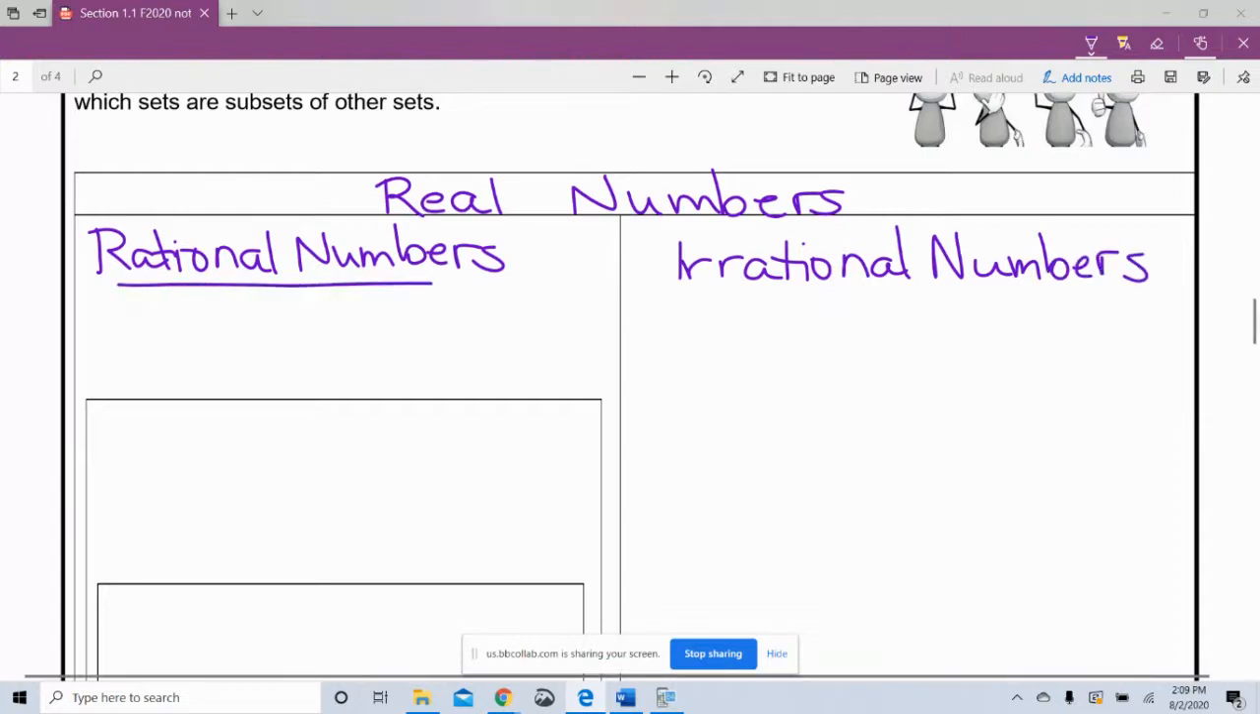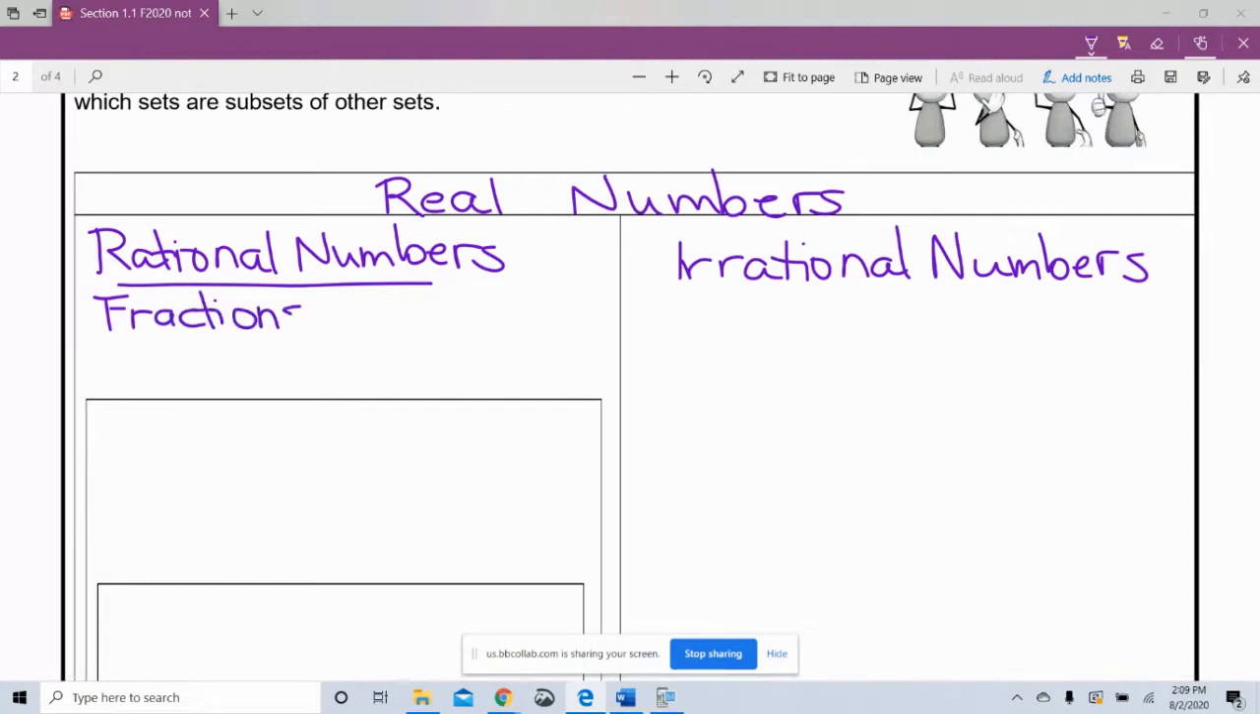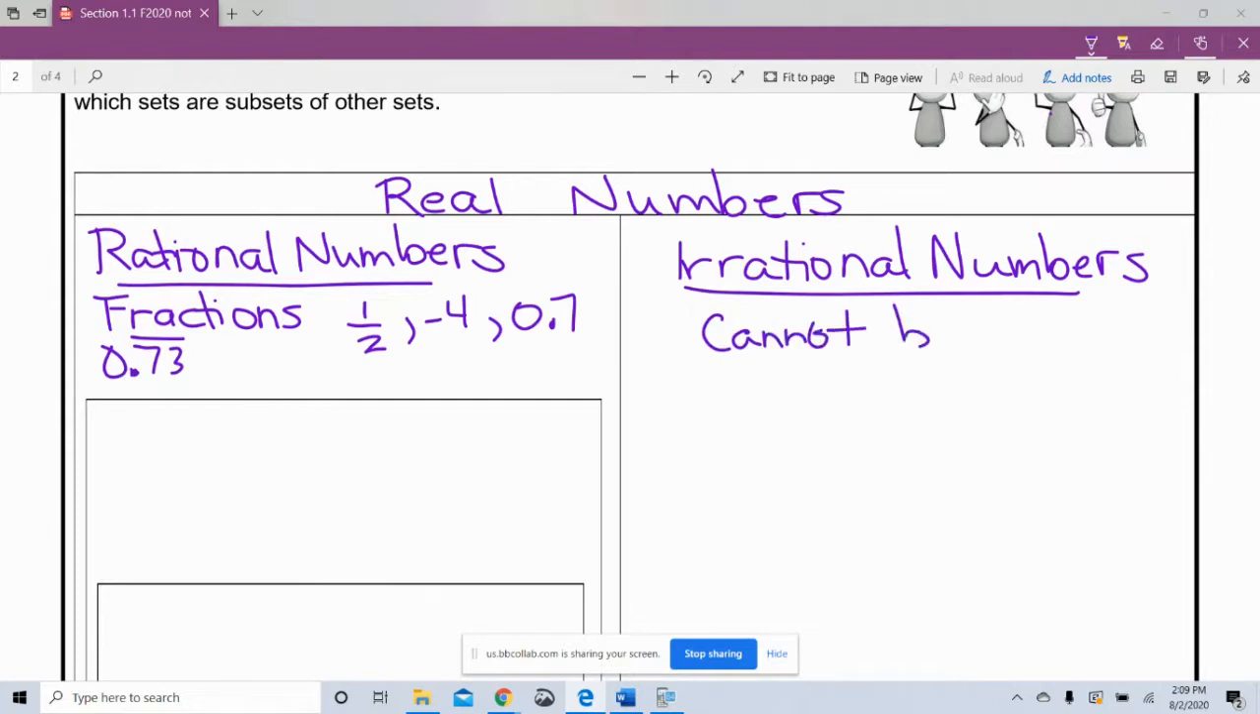So remember, rational numbers are basically numbers that are fractions, or they can be written as fractions. So they will include numbers like 1/2, but they will also include numbers like -4, because you can always put a 1 underneath a -4. And they will also include numbers that have terminating decimals like 0.7, or numbers that have repeating decimals like 0.73 with the bar over the top of both of those, right? So numbers that have either terminating decimals, 7 is the last digit here, or repeating decimals, right, like this, those can be written as fractions as well. And remember that irrational numbers cannot be written as fractions.